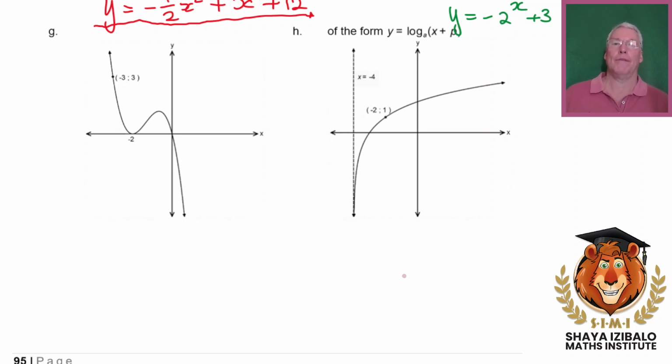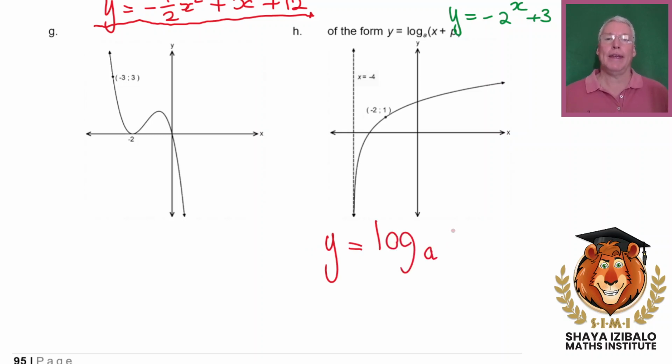This is a log graph, right? It's a log graph, and we're told it's of the form log base a of (x plus p). This log graph we know has moved. How much has it moved? Well, it's moved 4 to the left. And the reason we know that is because the asymptote is at negative 4. So this graph is of the form log base a of (x plus 4). Right, now we need to work out what a is.